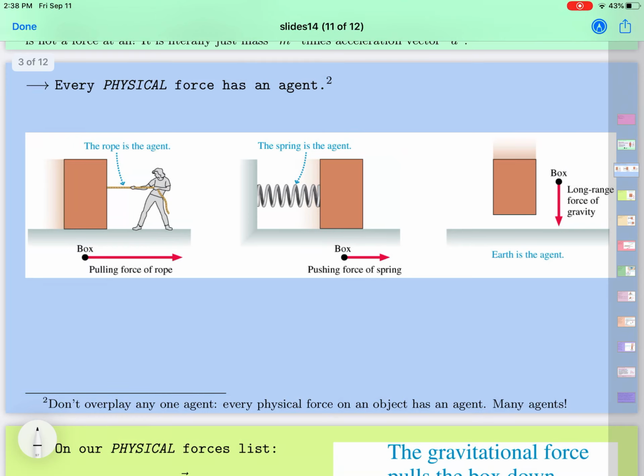So every physical force has an agent. While this physics student is pulling on the box with a rope, the rope is actually the agent. She's the one actually pulling it, but she's pulling it using the rope, so the rope is the agent. In the second case, we have a spring, and the spring is an agent.